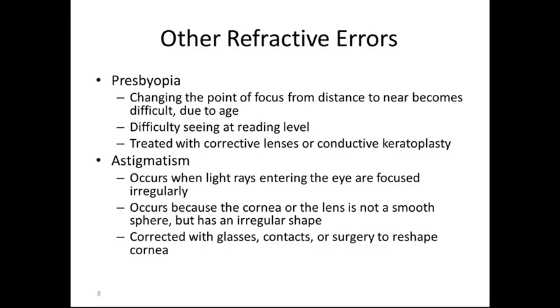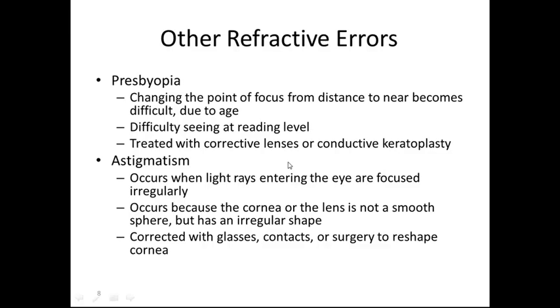Other refractive errors that can occur are presbyopia. Presbyopia is often diagnosed with the Jaeger test. Presbyopia is the changing of the point of focus from distance to near becomes difficult due to age. This is often termed as the normal aging process of the eye. Difficulty seeing at reading level often occurs, and you will hear people use the term "I need readers" to help them with reading.